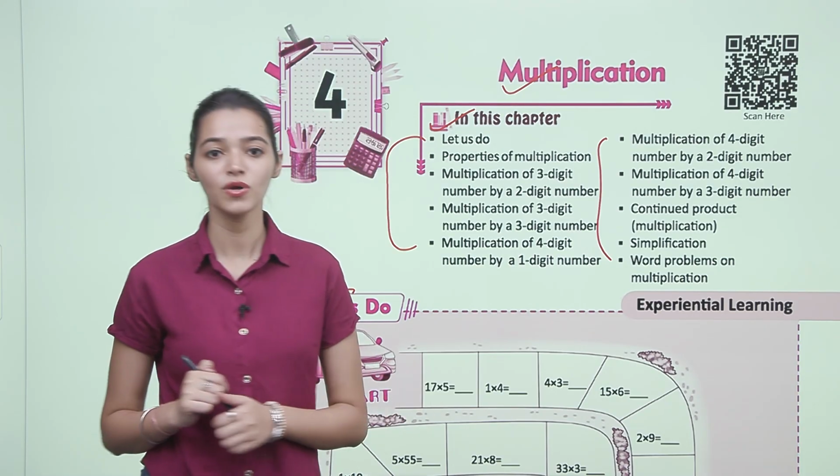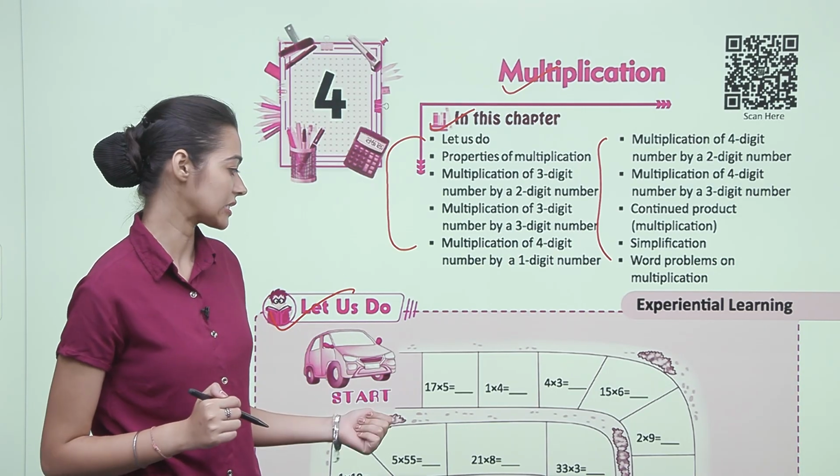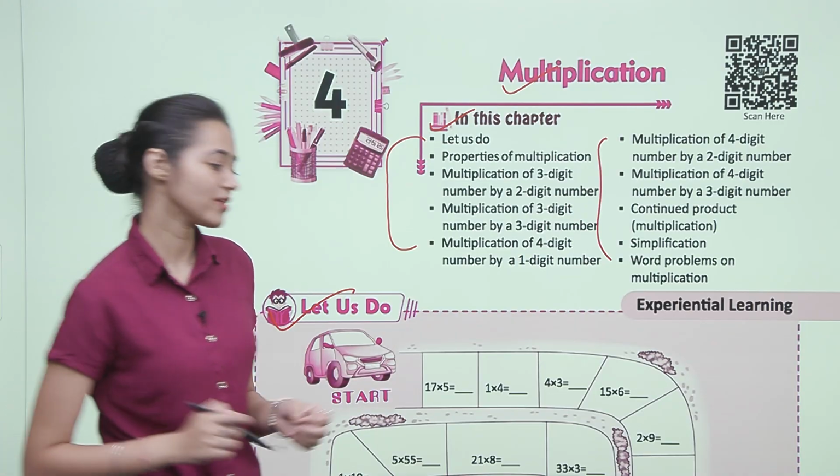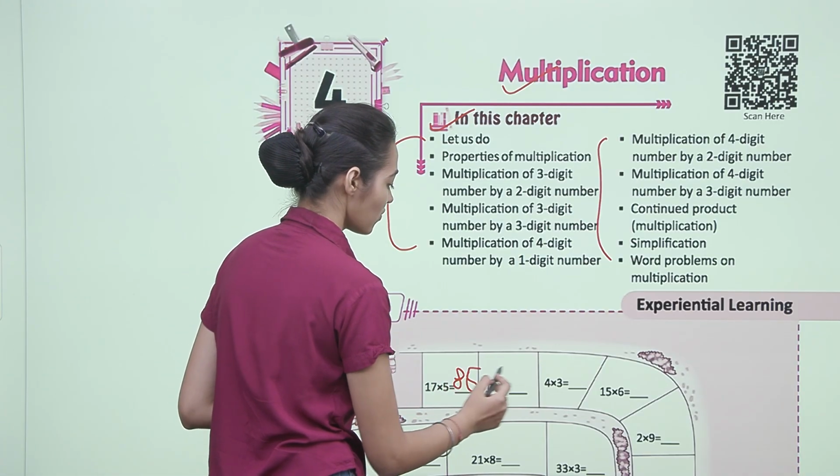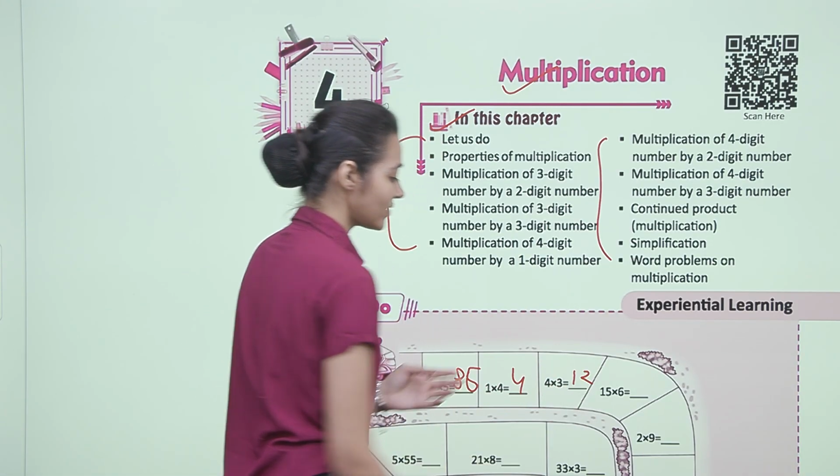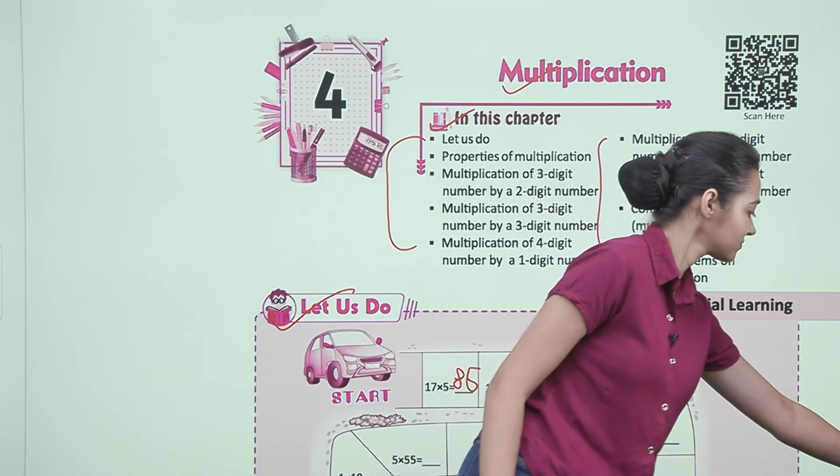Now let us do this, we have to complete it. Start. 17 into 5 is 85, 4 into 1 is 4, 4 3s are 12, that's how you have to complete it.